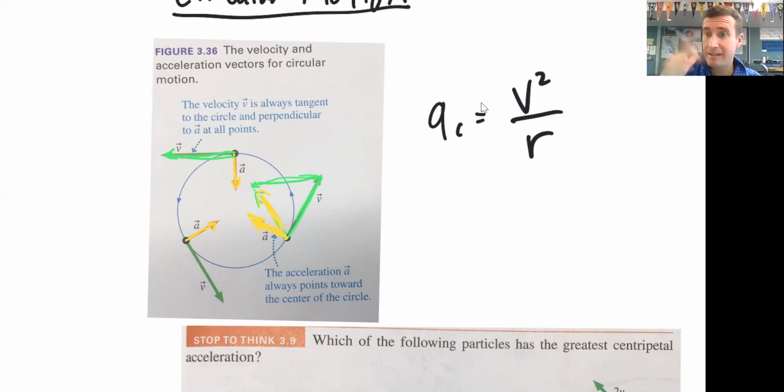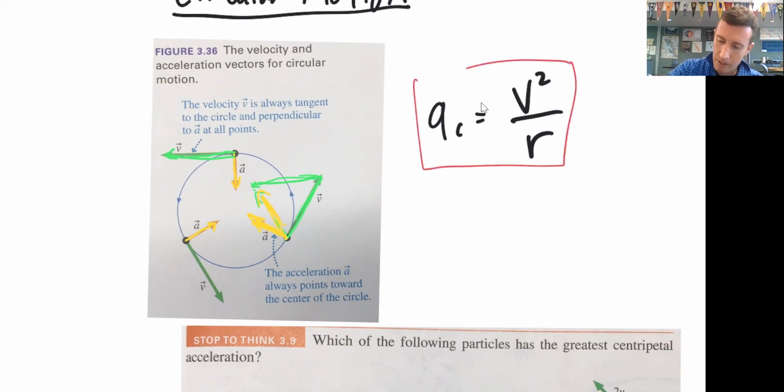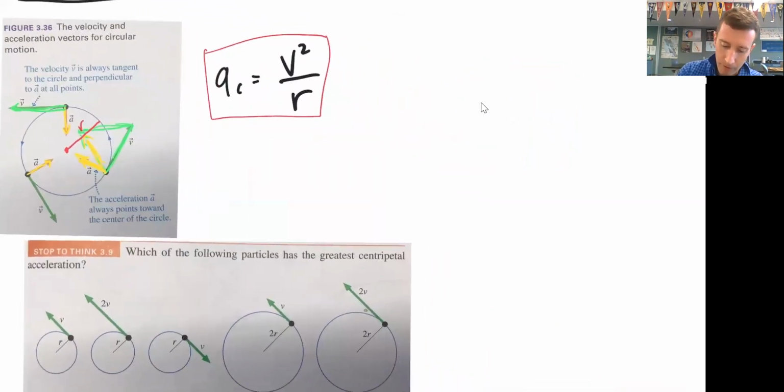The derivation of that is in the textbook. What we're left with is centripetal acceleration in a circle is equal to the velocity squared divided by the radius. The radius, remember, is from the center to the perimeter, or in a circle, we call that the circumference. So that is the radius. Okay. All right, so that will be helpful.